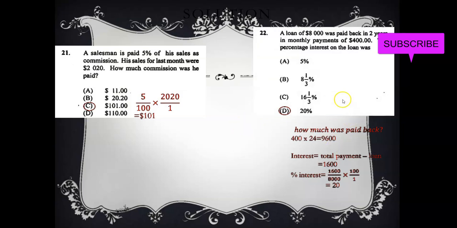So here's our solution over here. So how much was paid back? 400 times 24, that's 9600. The interest would be the total payment minus the actual loan. That's 1600. The interest percent is the interest over the cost, well, in this case, the loan, multiplied by 100. Zeros cancel zeros. 8 into 8, 1. 8 into 16, 2. 2 times 10, 20. So our answer would be D, 20%.